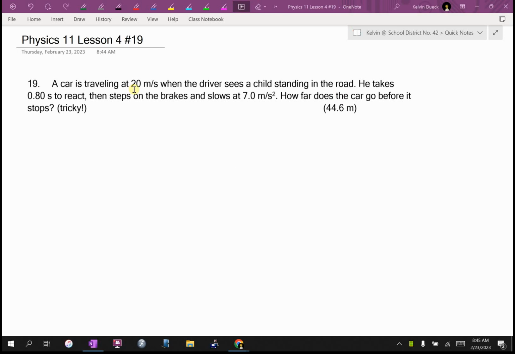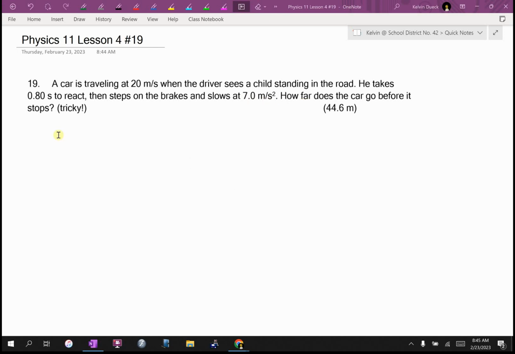It says a car is traveling at 20 meters per second when the driver sees a child standing in the road. He takes 0.8 seconds to react, then steps on the brakes and slows at 7 meters per second squared. How far does the car go before it stops?